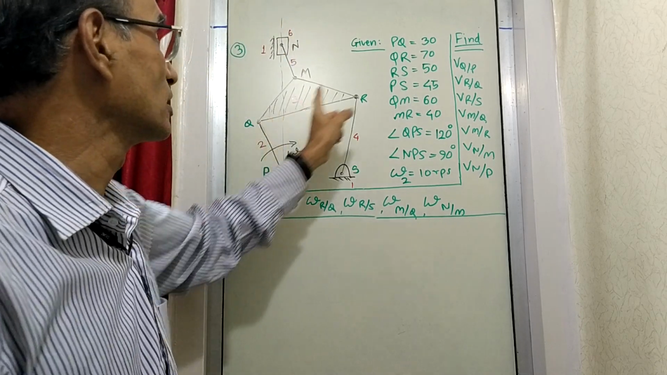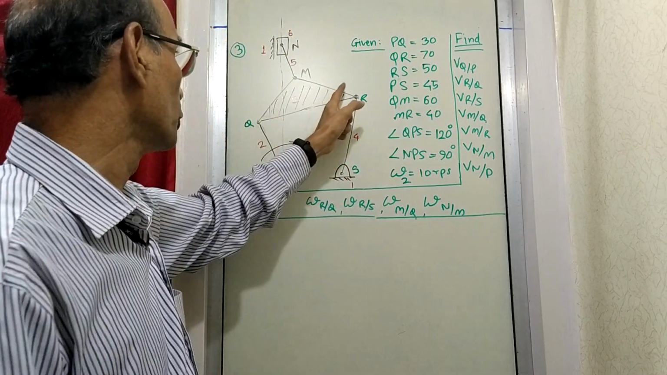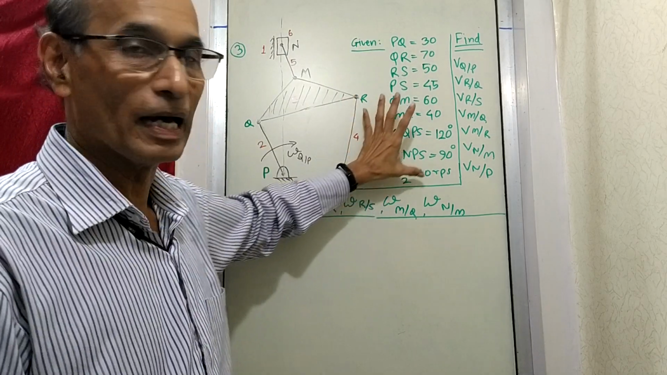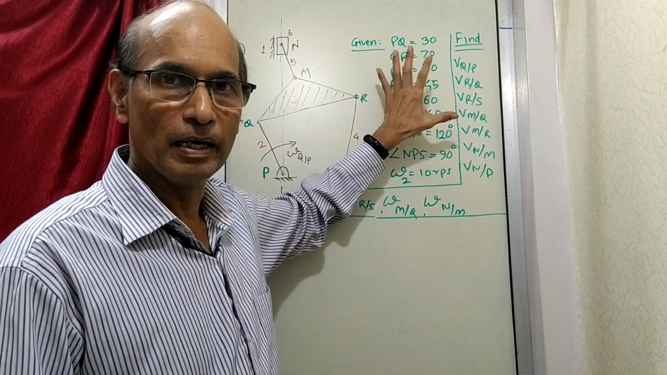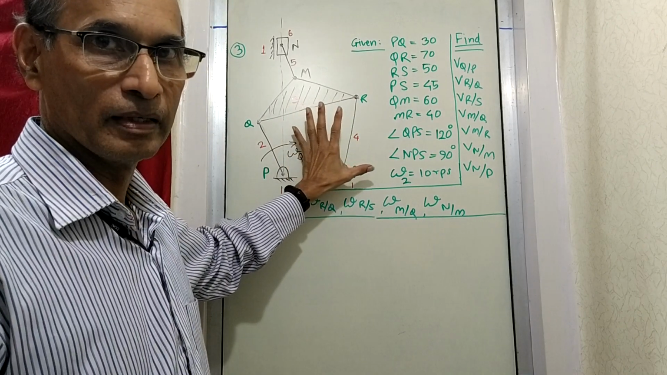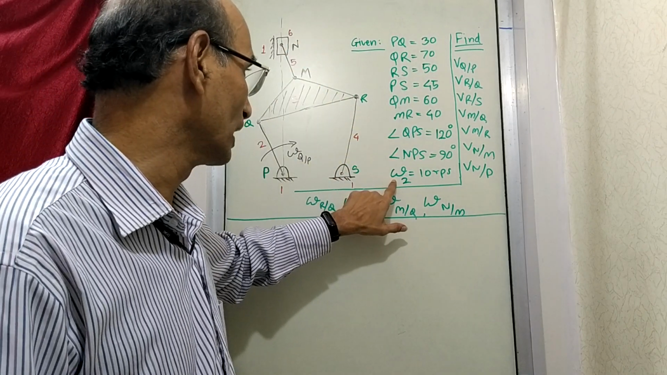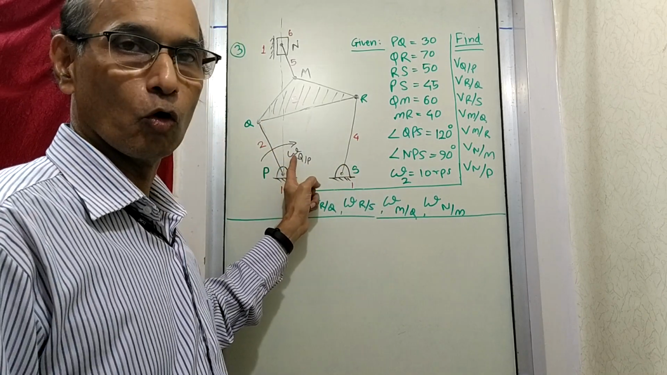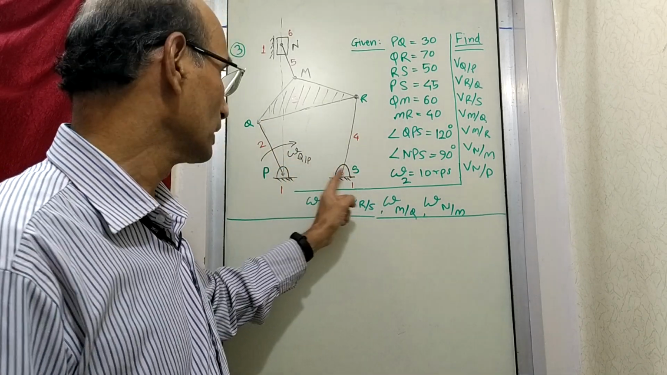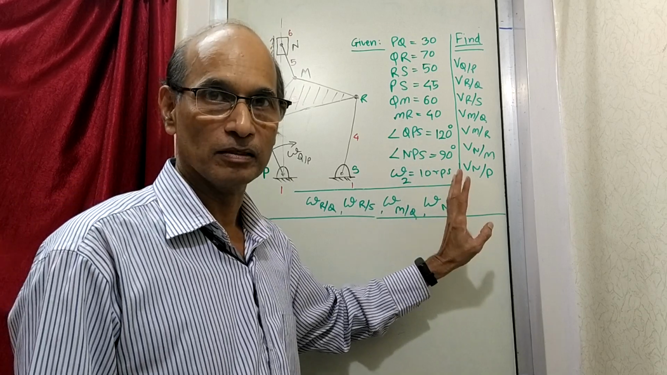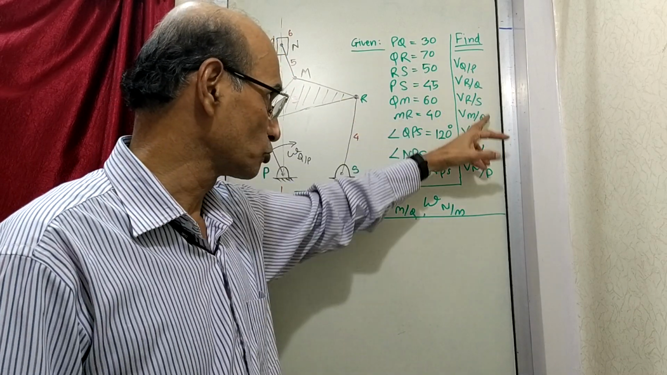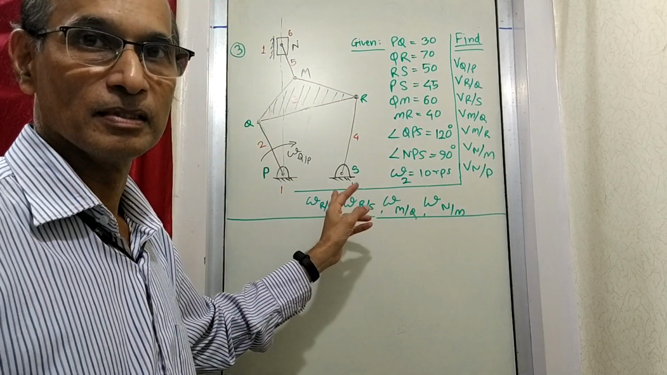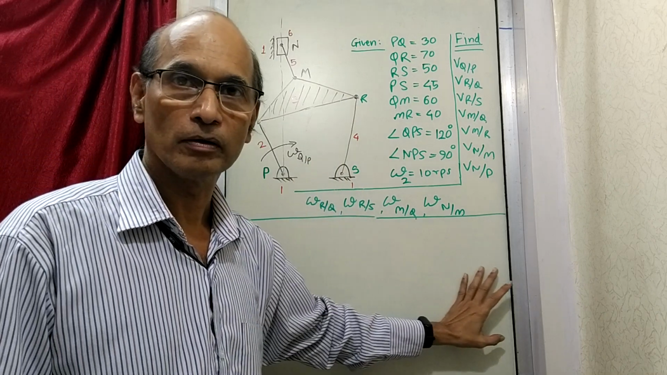Now all the dimensions of different links are given, P Q, Q R, R S, everything is given, so that with this data you will be able to draw the linkage diagram. And after the linkage diagram is drawn, it is said that angular velocity of link 2, which is same as omega of Q relative to P, is given as 10 radians per second. With this data, we are asked to find out so many different parameters by the velocity polygon method.